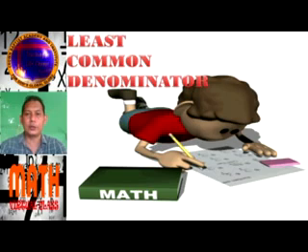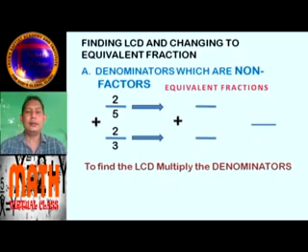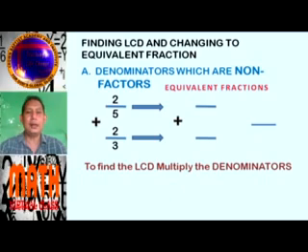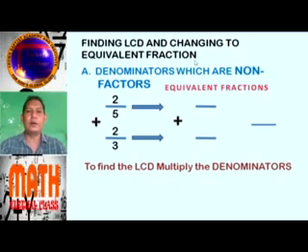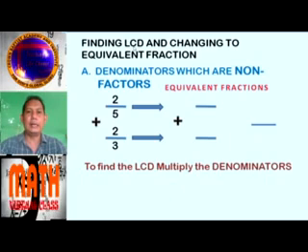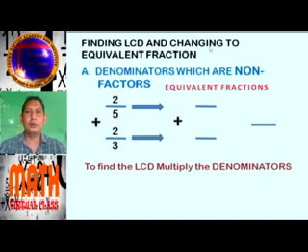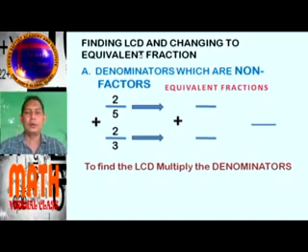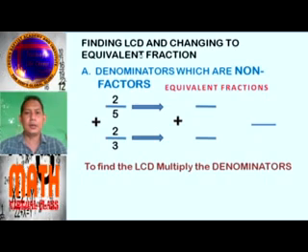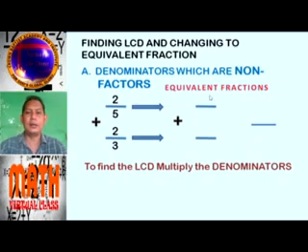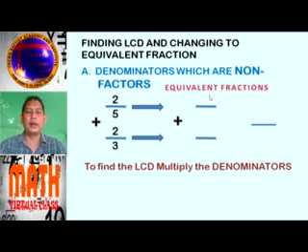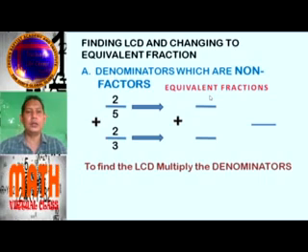In order to add or subtract dissimilar or unlike fractions, we need first to find the least common denominator, and then after finding the least common denominator, you have to change it to its equivalent fraction. Then and only then can you add the fractions. Now, in finding the LCD, please pay attention.